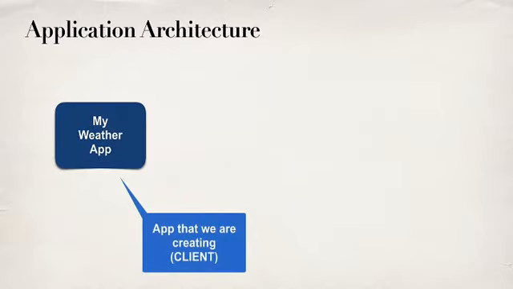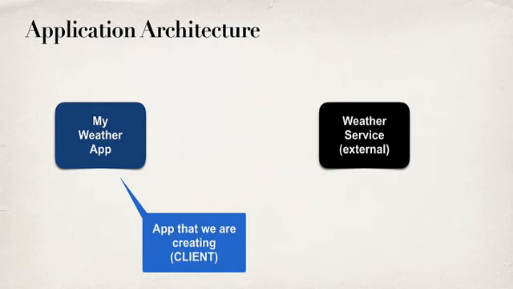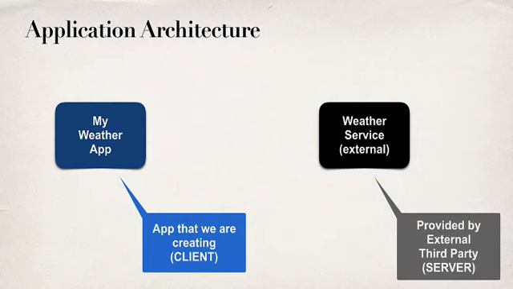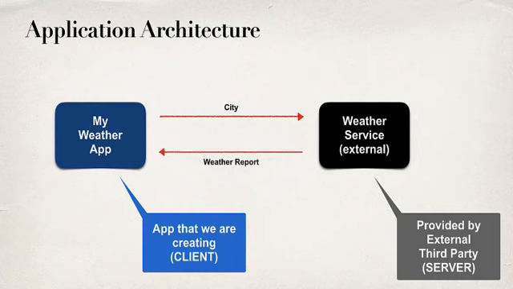So looking at the application architecture, we'll have this My Weather app. That's an app that we're creating. So this is kind of like the client application. And then we'll have this weather service. It's an external service that's provided by some third party. So that's kind of like the back-end server. And what we'll do with our weather app is that we'll simply pass over a string for the city, and then this weather service will return back with the actual weather report.